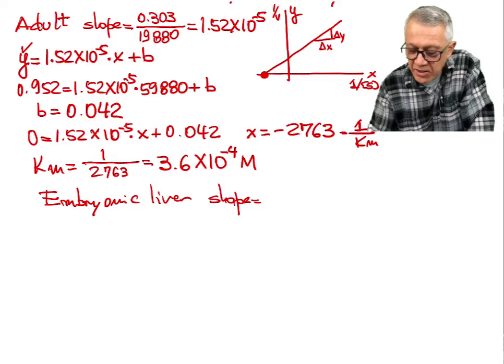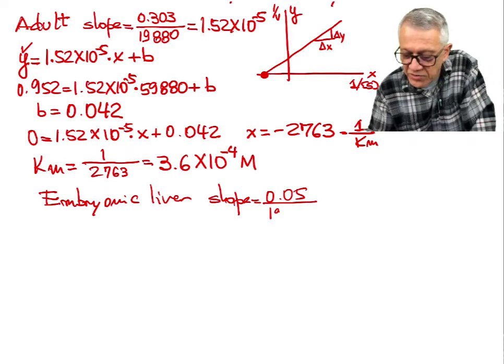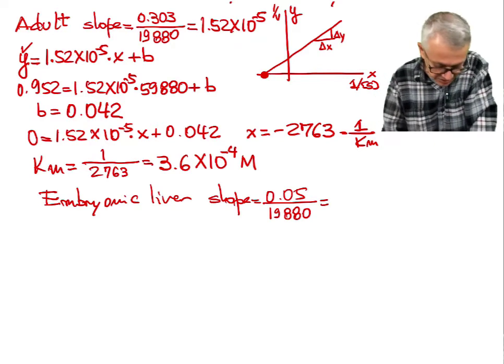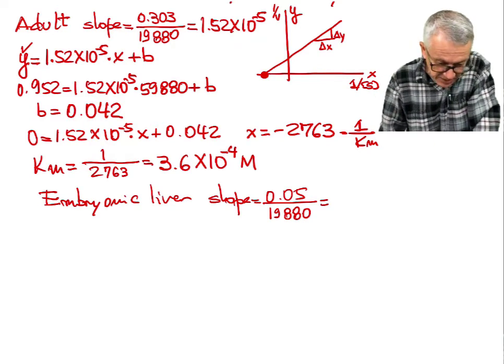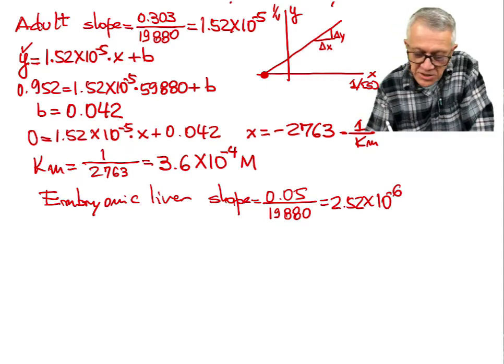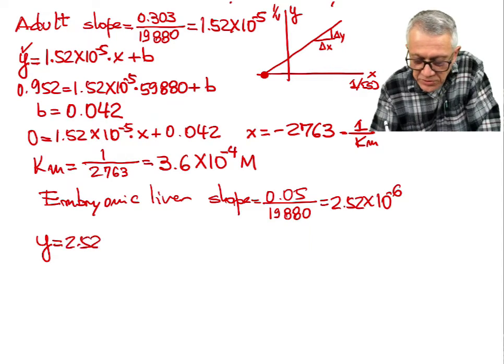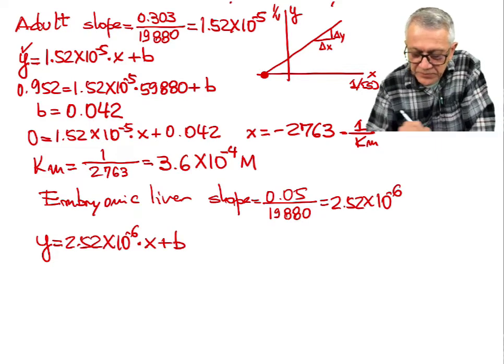What did you get there? The delta y was 0.05. The delta x is the same, because you use the same value for the two of them, 880. And this gives us 2.52 times 10 to minus 6. That's the slope. The slope that we are saying now is that y equals 2.52 times 10 to minus 6 x plus b. All right.